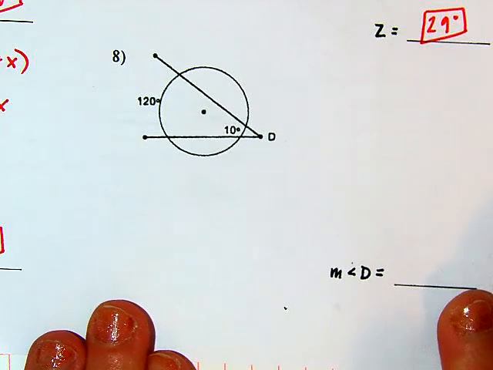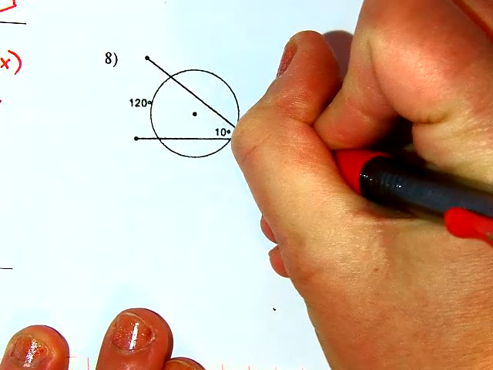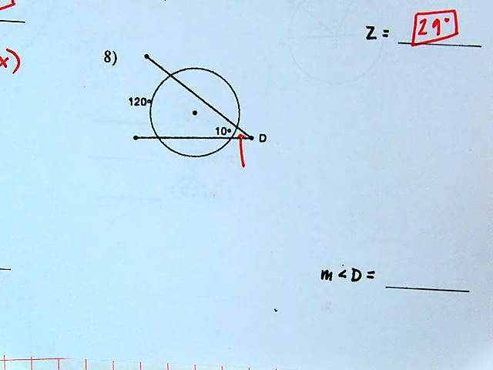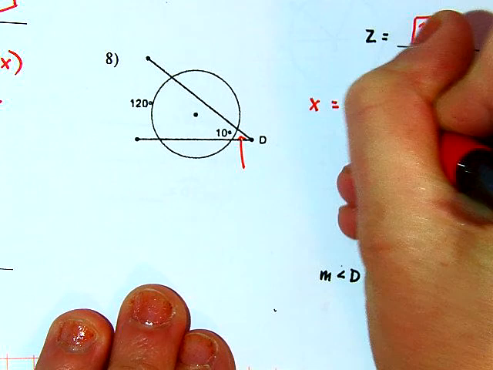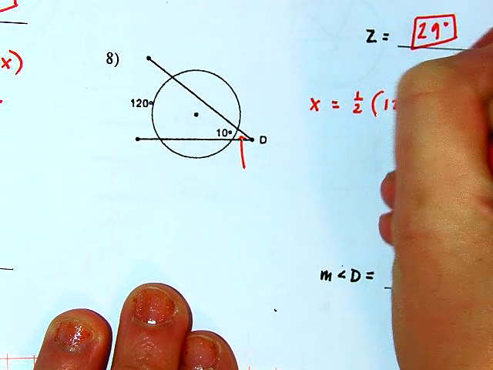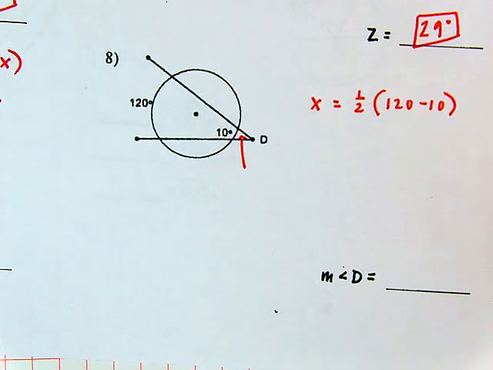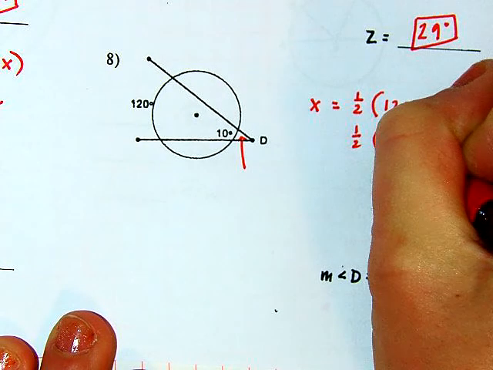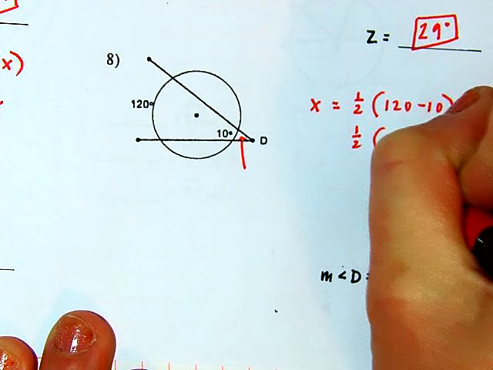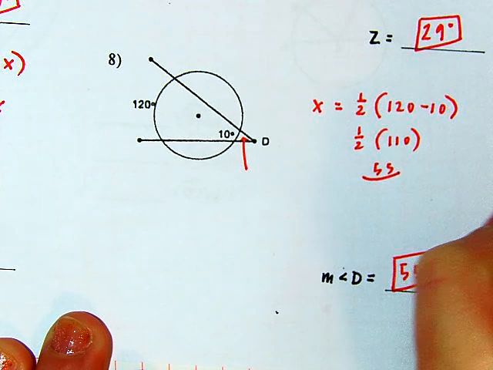All right, looking over here at 8. So 8 here, I'm looking at the measure of D. So I want this measure right here. So my vertex is outside of the circle. So I know that what the measure of D is, let's call that x. X would be 1/2 the difference between those two arcs. So I'm looking at half of 120 take away 10. So half of 110 leaves me with 55. So the measure of D would be 55 degrees.